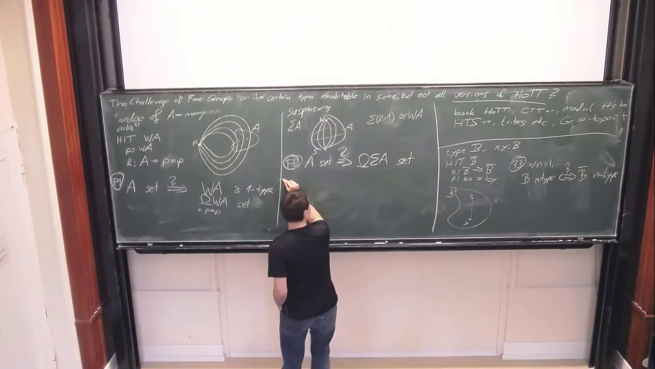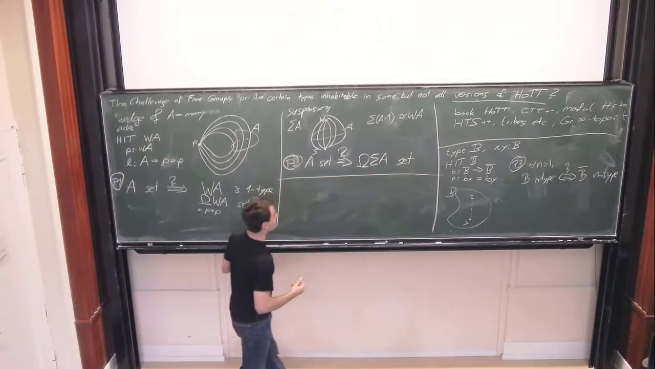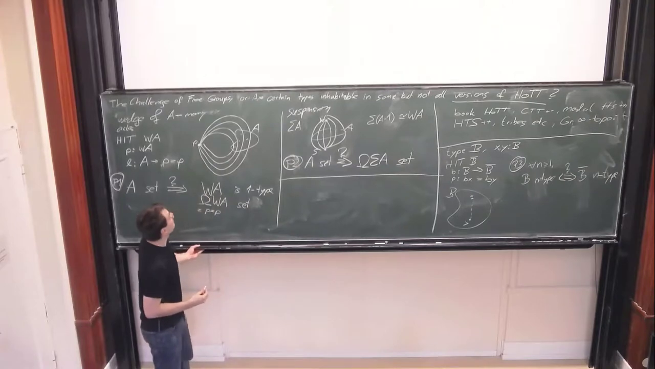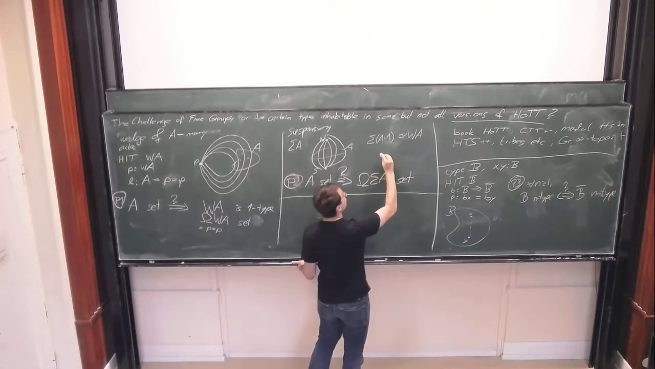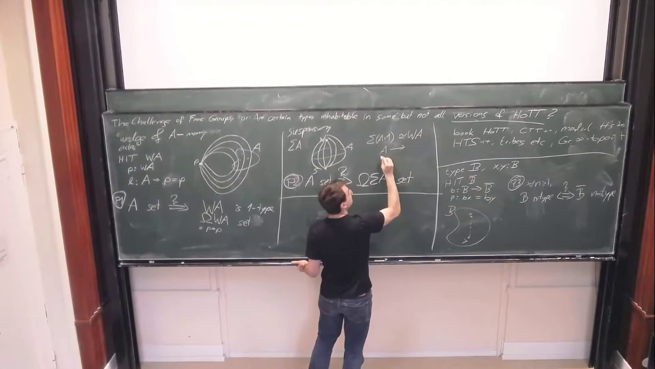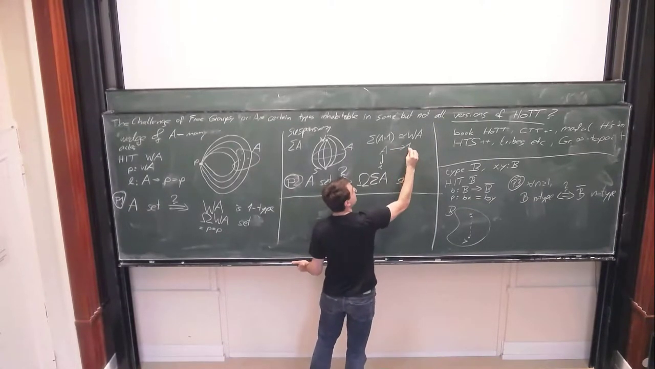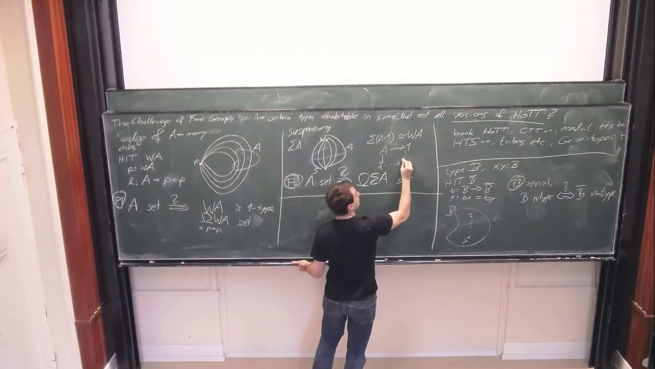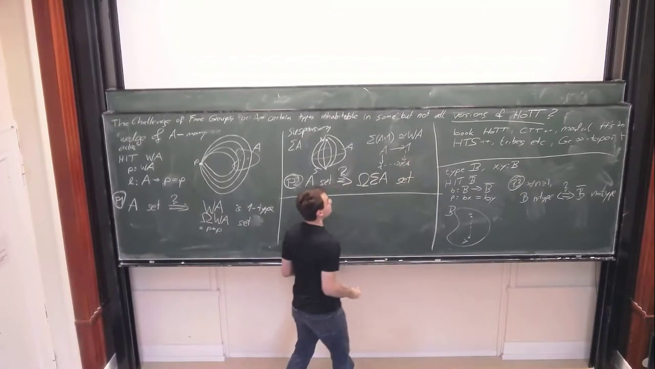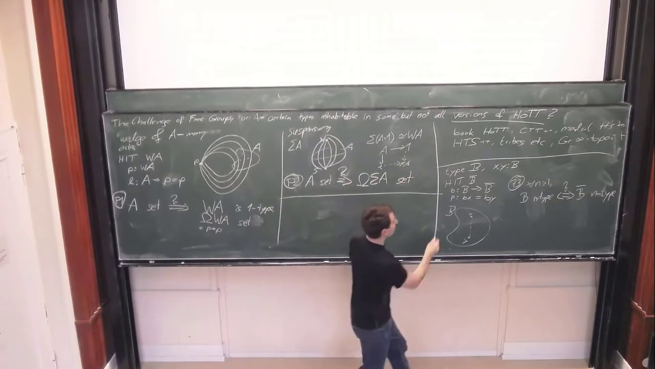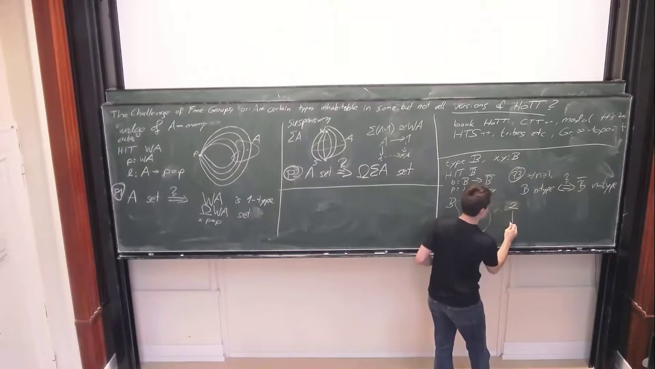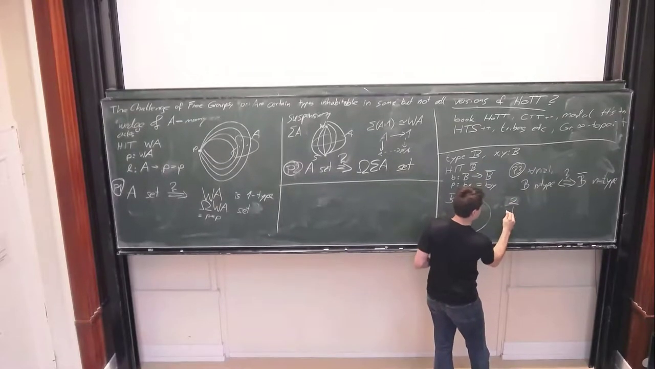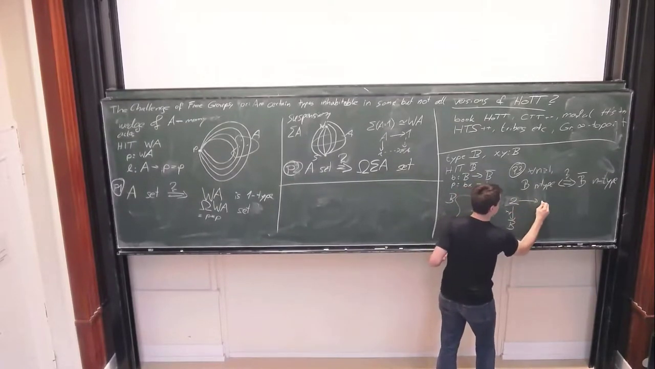Now we can look at the common generalization of all of these things. If we look at what we did here, the suspension is just a pullback like this, a pushout like this. And this thing here is just a pushout like this.